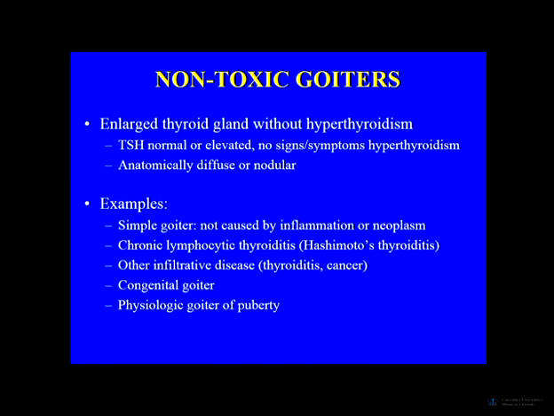Anatomically, non-toxic goiters can be diffuse or nodular. And what are some examples of non-toxic goiters? There are 5 major categories. The first is simple goiter, and this is any thyroid enlargement not caused by inflammation or neoplasm.